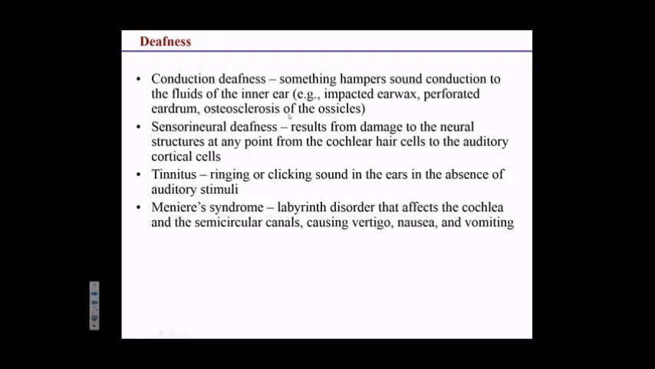Ossicular sclerosis, in other words, arthritis of your middle ear bones. That's the person that's sitting in the car with a boom, boom, boom, right? His radio going really loud. They're going to have ossicular sclerosis. They're going to become less able to hear. Sensory neural deafness results from damage of the neural structures at any point from the cochlear hair cell to the auditory cortex. Tinnitus, ringing in the ears, right?